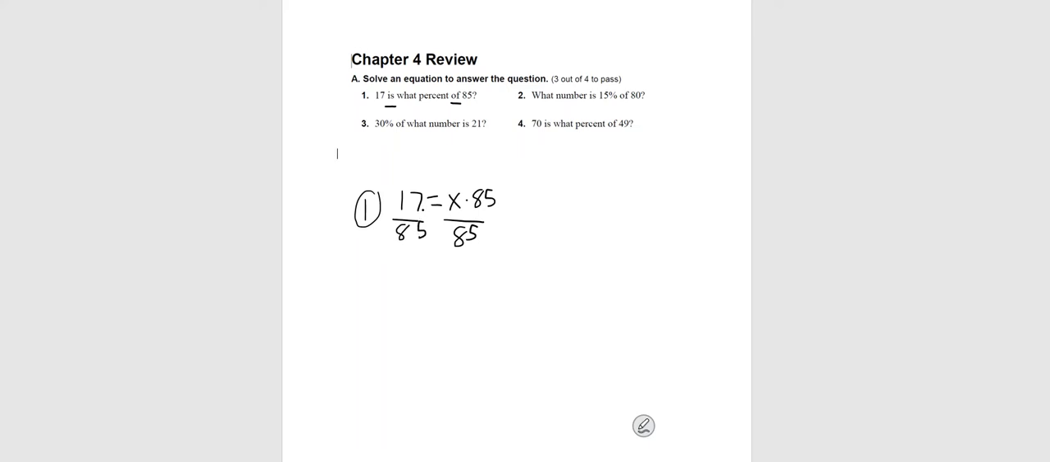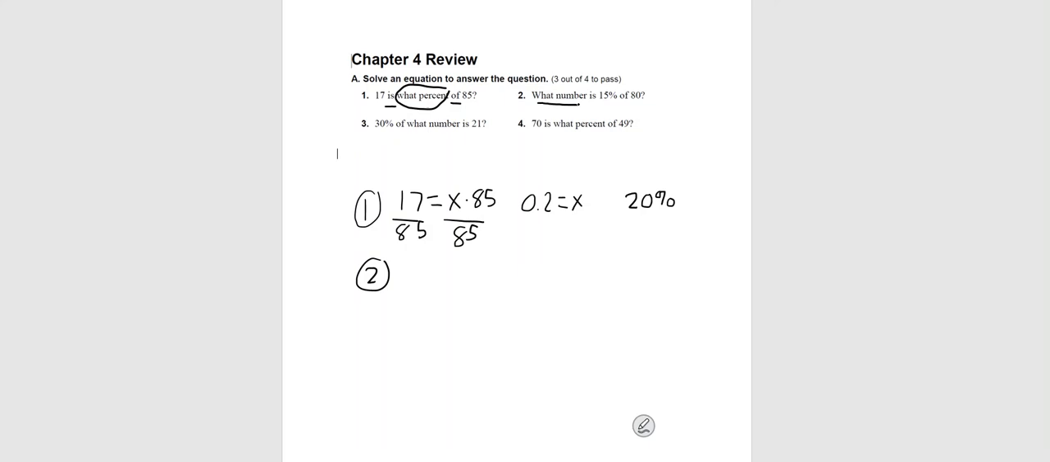When you take 17 divided by 85, you're going to get a decimal of 0.2. And this particular question says what percent? So to change 0.2 into a percentage, you move the decimal 2 places to the right. So the answer would be 20%. Okay, let's look at number 2.